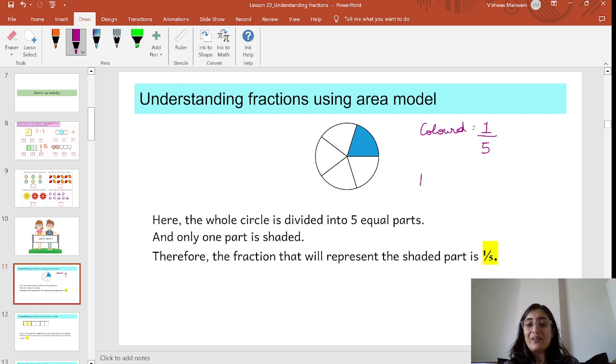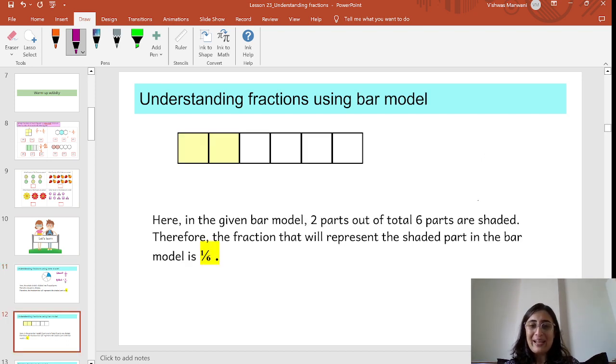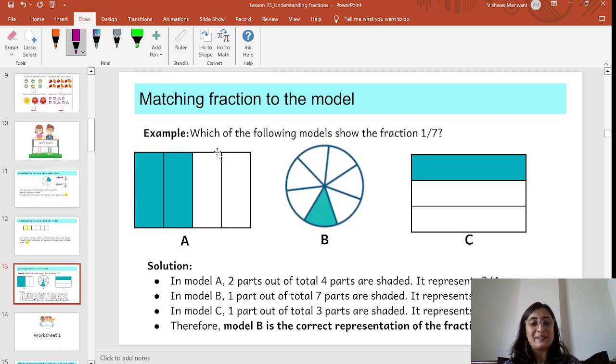Similarly, here if I ask you what portion of my figure is blank, then what will you do? Since 4 parts are blank, we write 4 in the numerator and my denominator will always be the total number of parts, which is 5 in this case. Similarly for this, here I can say that 2 parts are colored. So the fraction of the colored figure becomes 2 by 6.